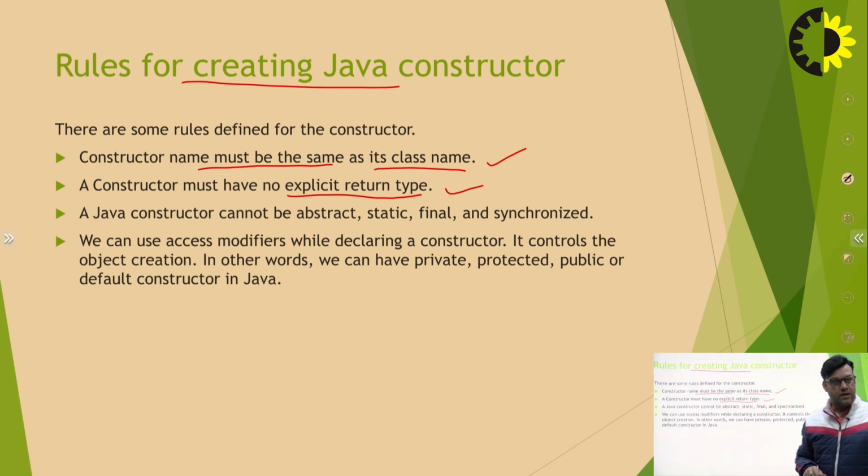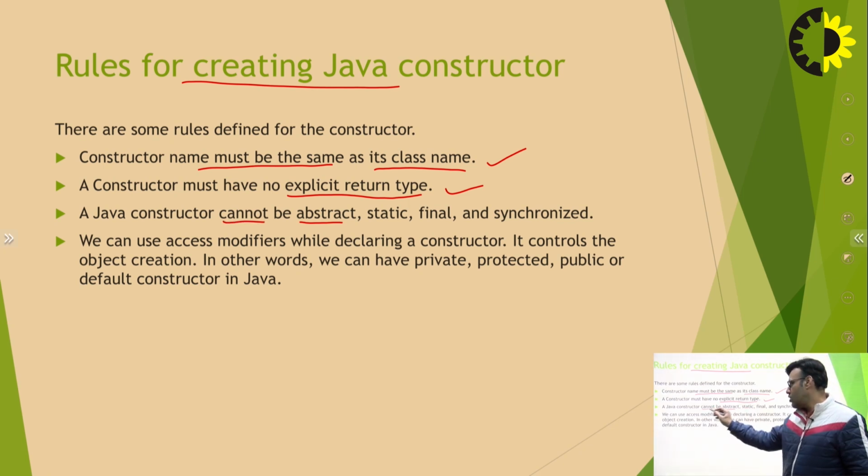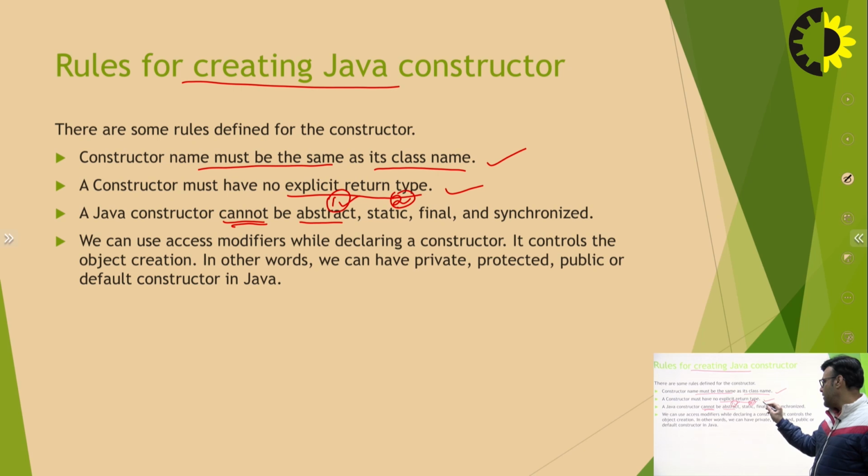Number three, a Java constructor cannot be abstract. Keep this in mind. It cannot be abstract, it cannot be static, it cannot be final, and it cannot be synchronized. It is just simply a method.